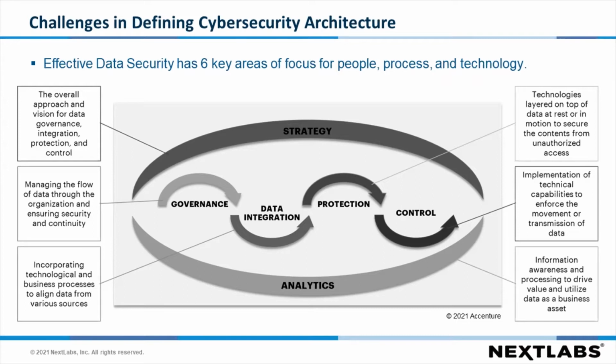And it starts with the roles and the attributes. Next, we have data control. So that's the implementation of technical capabilities that enforces the movement or transmission of data. So after you've had all of these other layers of control that come in, they protect the data at rest, they ensure it's able to move via channels that are certified to be safe.